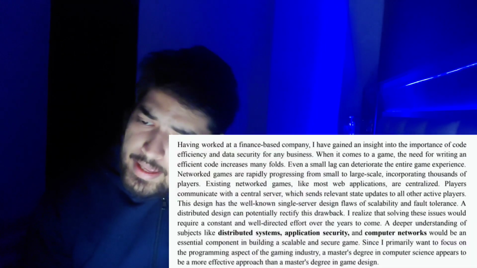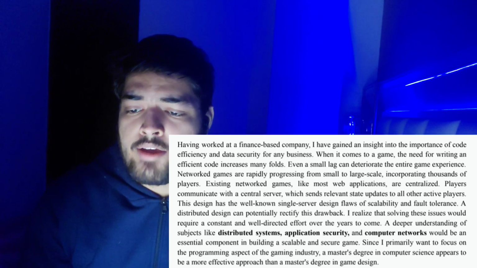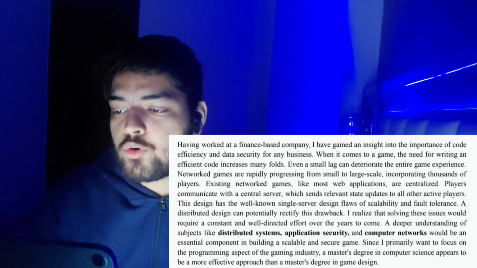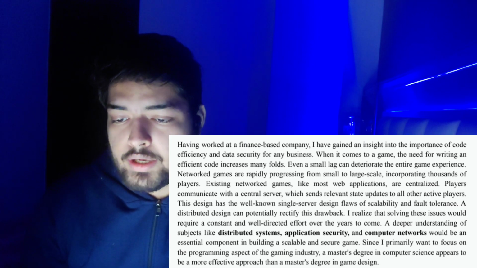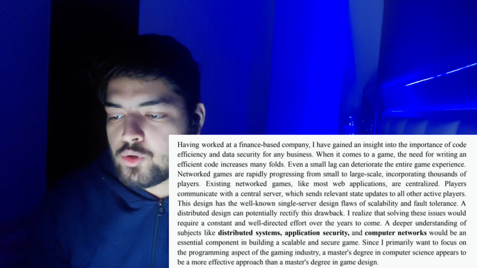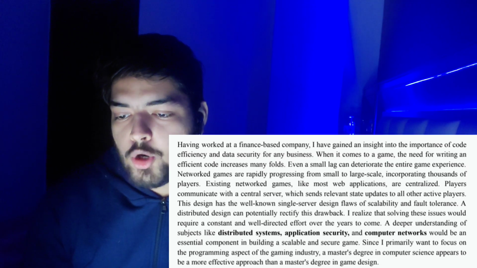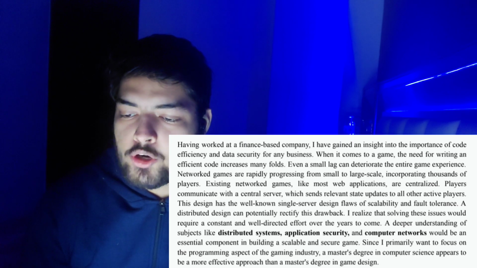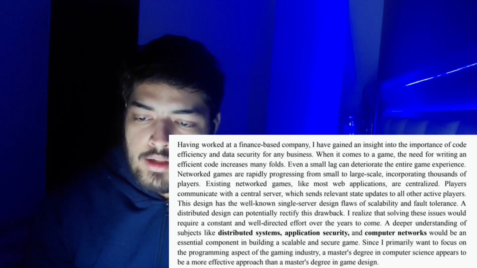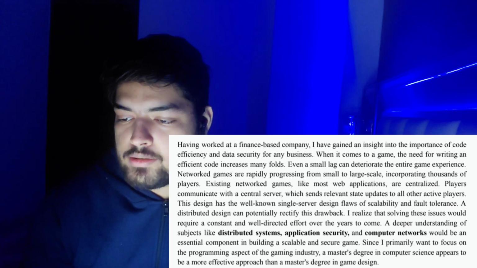So here it goes. Having worked at a finance-based company, I have gained an insight into the importance of code efficiency and data security for any business. When it comes to a game, the need for writing an efficient code increases many folds. Even a small lag can deteriorate the entire game experience. Network games are rapidly progressing from small to large scale, incorporating thousands of players.